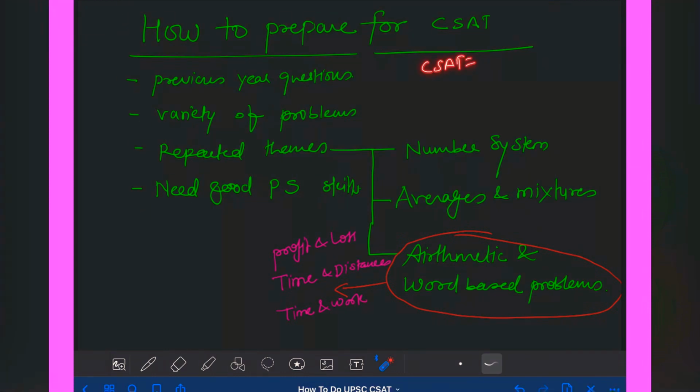CSAT is qualifying; you need to score only 70 marks, but for that you need to prepare at least something, and this video is for this reason. So how to prepare for the CSAT?